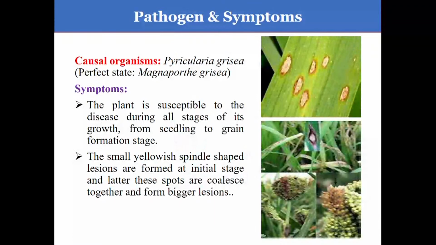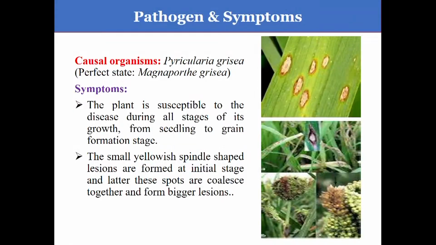Now about the pathogen and the symptoms. The causal organism is Pyricularia oryzae, and the perfect stage of it is Magnaporthe grisea. The plant is susceptible to the disease during all stages of its growth, from seedling to grain formation stage. Any stage of the plant gets affected by this pathogen.